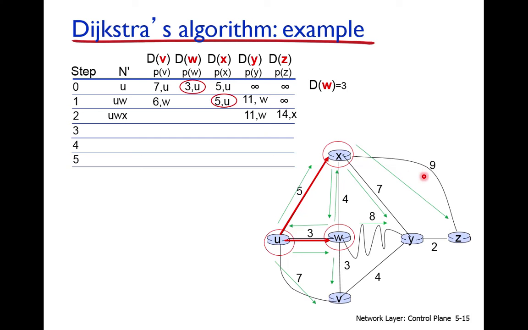14 is the distance from u to z if you consider this link, and the previous node on this path for z is x. So the previous node of z is x on this path. So we have explored this neighbor of x, this neighbor and this neighbor. So we have explored all the neighbors.